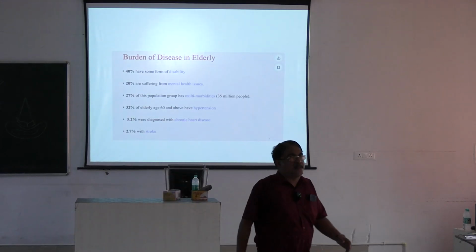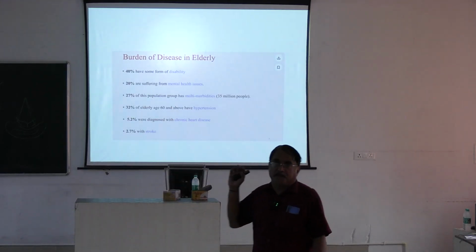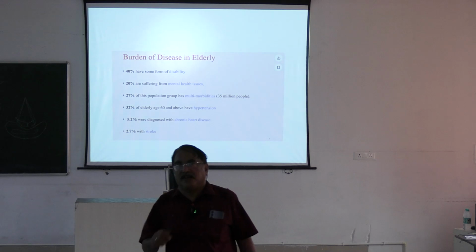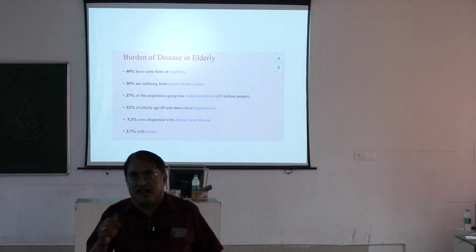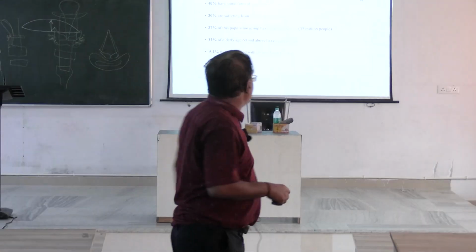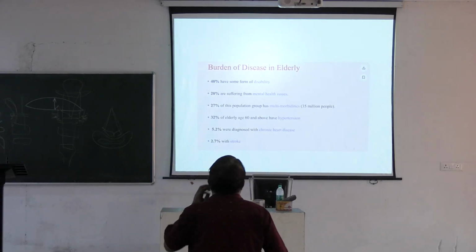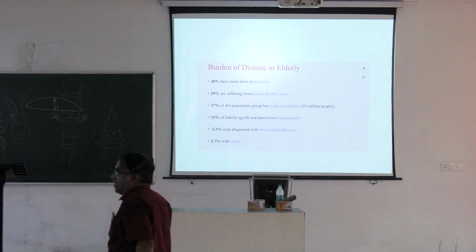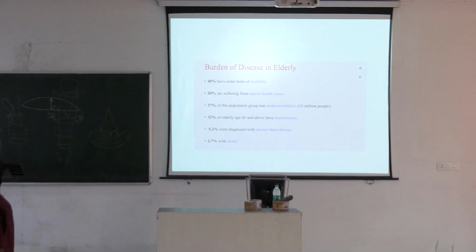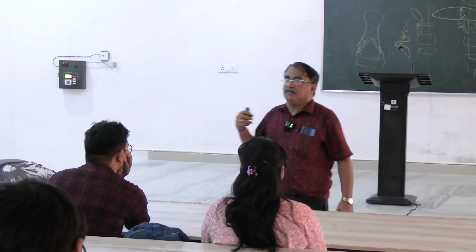Again, many of them have disability. They cannot walk, they cannot see, they cannot hear. They have difficulty with problems like this, and they have mental health issues. They have multimorbidities: hypertension, chronic heart disease, stroke. As age grows, these things become more common.